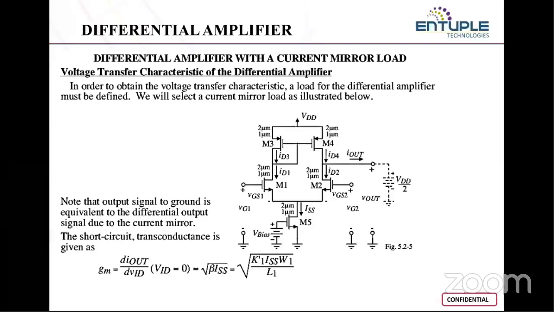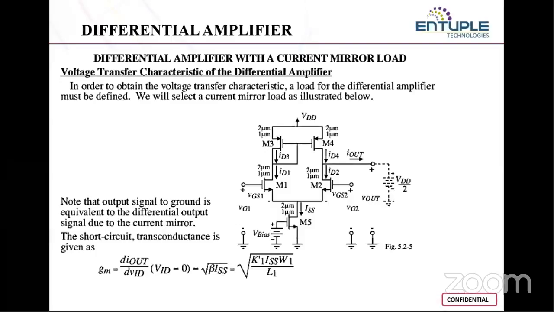In order to obtain the voltage transfer characteristic, the load of the differential amplifier must be defined, and here we select a current mirror load. Let us see how to implement this circuit. We have already calculated the width values for the NMOS and PMOS transistors, as we had done in the common source amplifier.